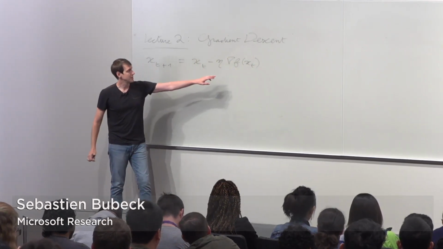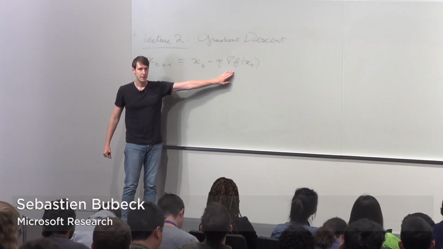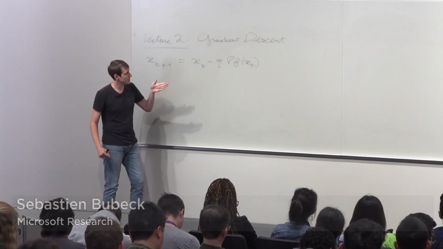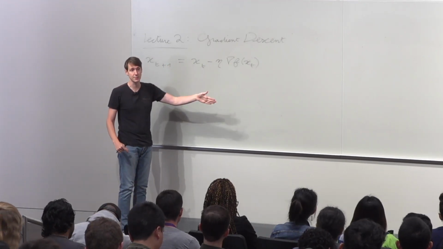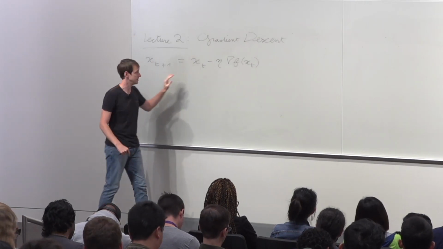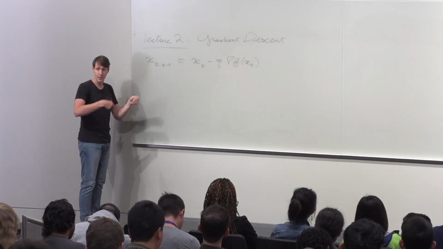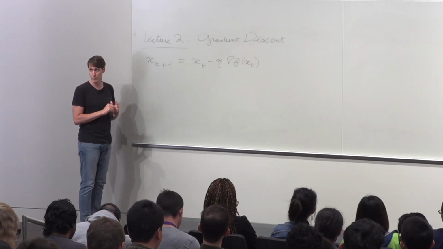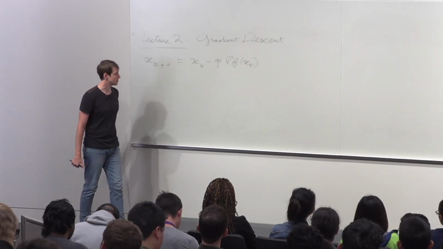Okay, so we're trying to minimize this convex function f, and currently we're sitting at some point xt. We calculate the gradient, and we move in the negative direction of the gradient. We do a little step in that negative direction, and that's our new iterate. We keep going like that, and hopefully we reach the minimum of the convex function. Does it make sense? That's the simplest possible algorithm.